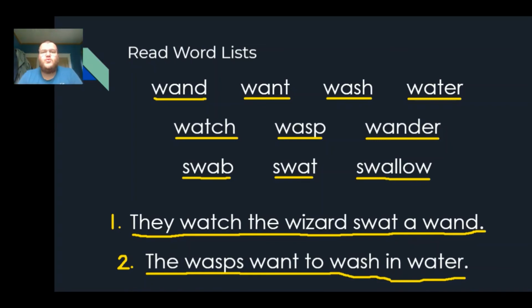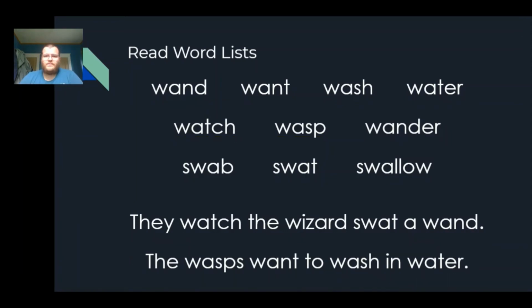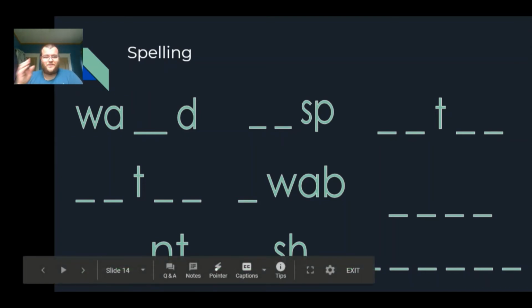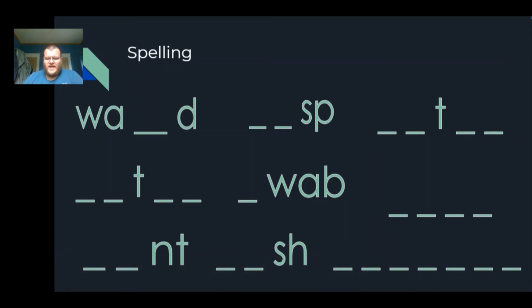Now it's time to spell some words. Okay? So this is a little different than the spelling that you might do at school. I typically give some clues sometimes. Sometimes I leave everything out like this. But in the first one, the word is wand. If you look at this first one here, what letter is missing in the word wand? N. Very good.